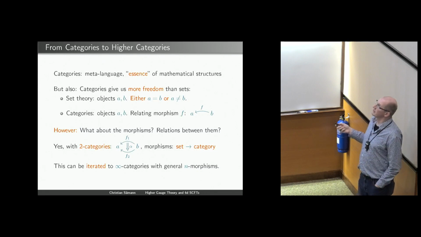Namely, you have two objects, and you can't just ask whether they're the same or whether they're different, but you can ask whether there's a relating morphism between them, and whether there's a relating morphism in the other direction, whether you have relating isomorphisms or something like this, right? So you can ask more questions, right?